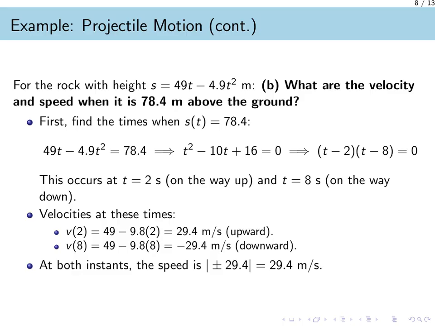Now we can substitute these times into our velocity function. At 2 seconds, the velocity is a positive 29.4 meters per second, indicating upward motion. At 8 seconds, the velocity is a negative 29.4 meters per second, showing it is moving downward. The speed, which is the magnitude of velocity, is the same at both moments, 29.4 meters per second. The key takeaway is that an object will pass the same height with equal speed but opposite velocity.